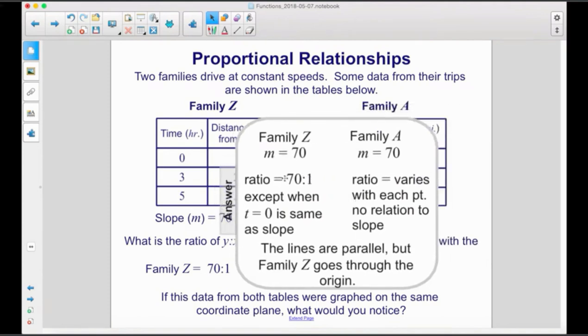Well, here we have the ratio 70 to 1, except when time equals 0, as that's the same as the slope. Here, it varies with each point, no relation to slope. The lines are parallel, but family Z goes through the origin.